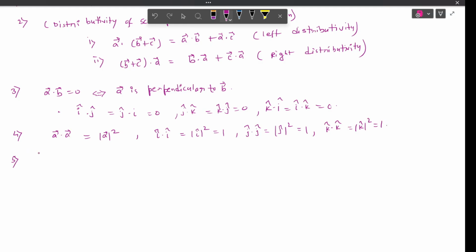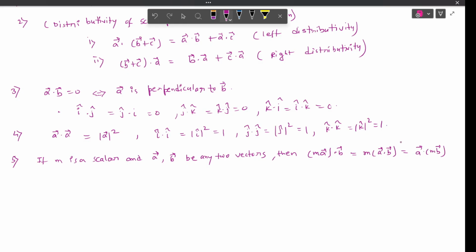Now moving forward, property number 5. If m is a scalar, and A and B are any two vectors, then we can say m A vector dot B vector, taking m outside because it's a scalar quantity, is m into A dot B, or we can say A dot m into B. Okay.